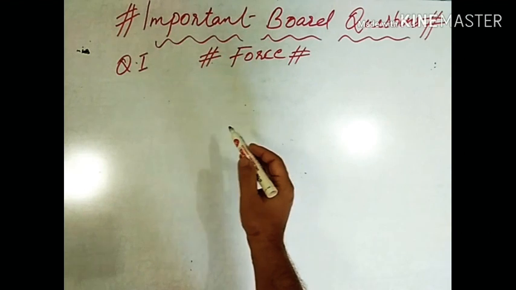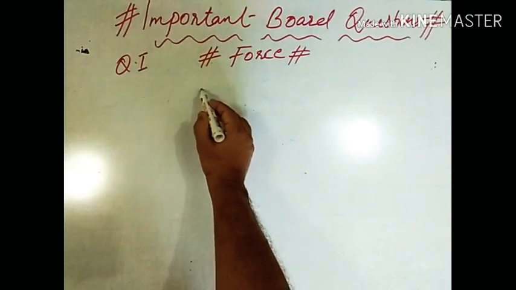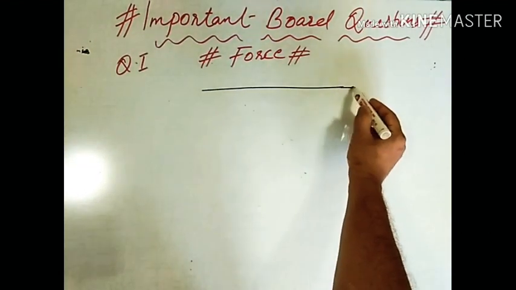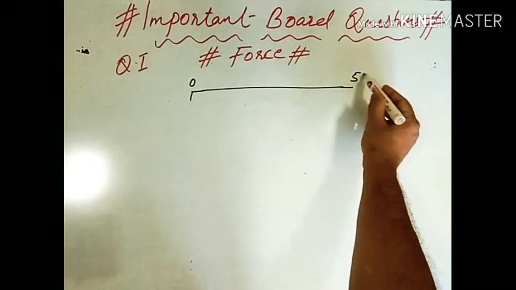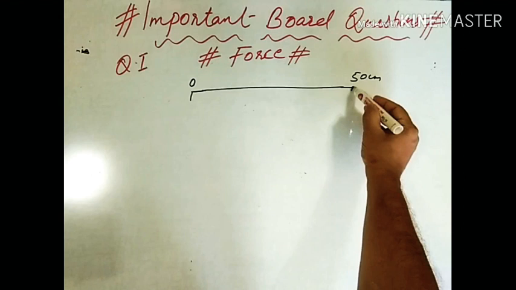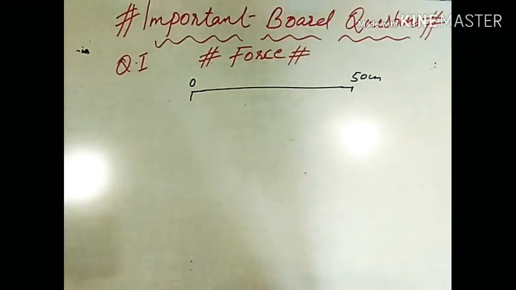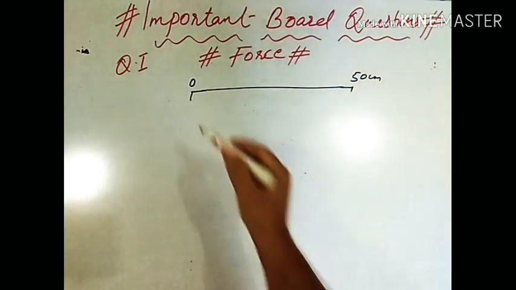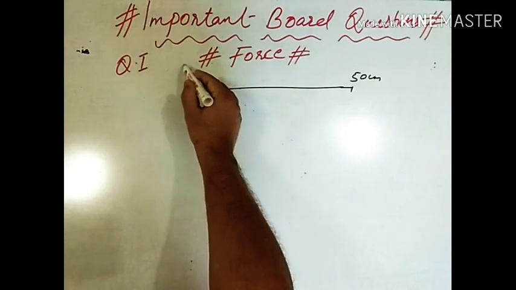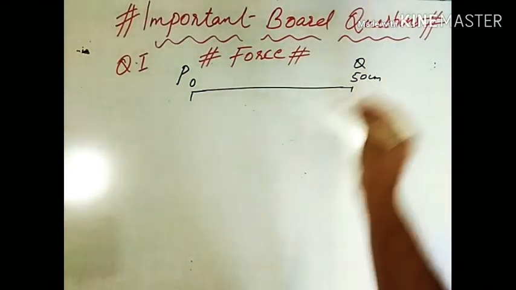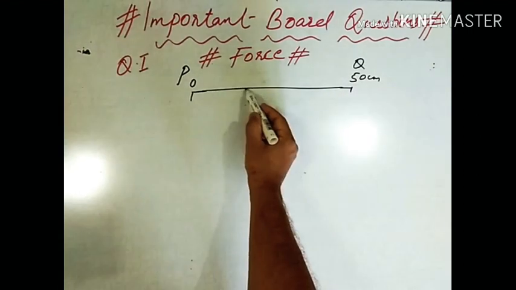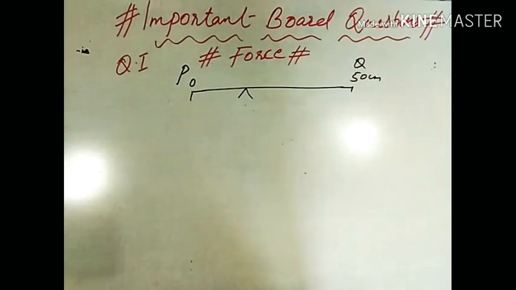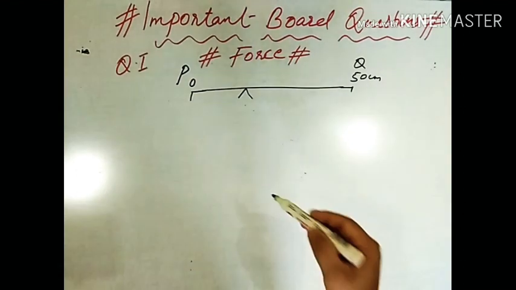A uniform half meter rule, 0 to 50 centimeter, PQ. It is balanced horizontally across a knife edge. The knife edge, or fulcrum, as shown in the figure.